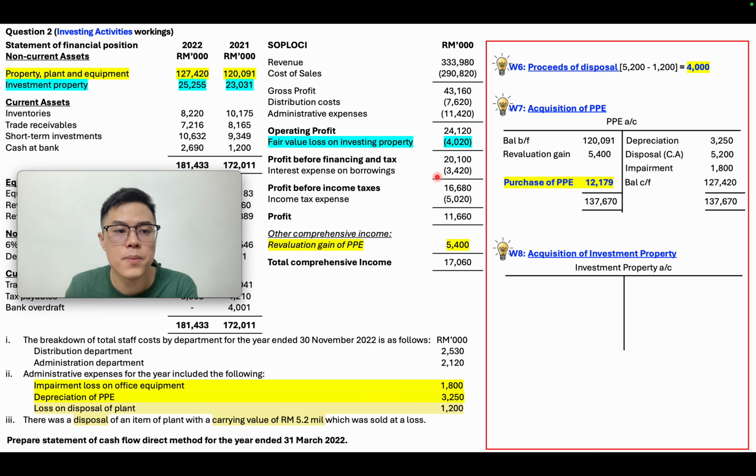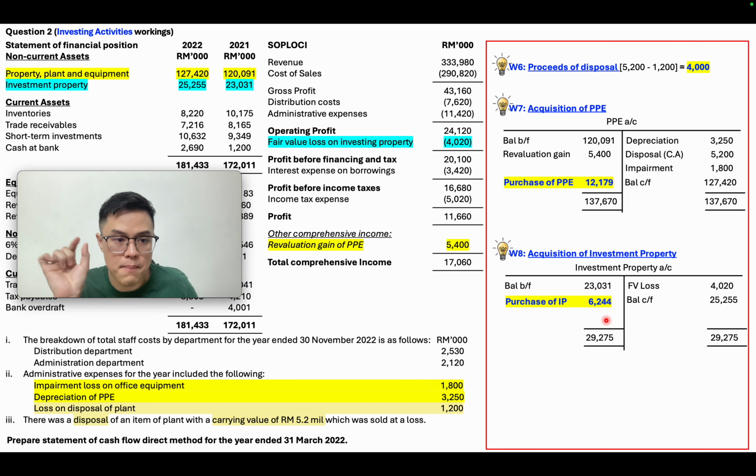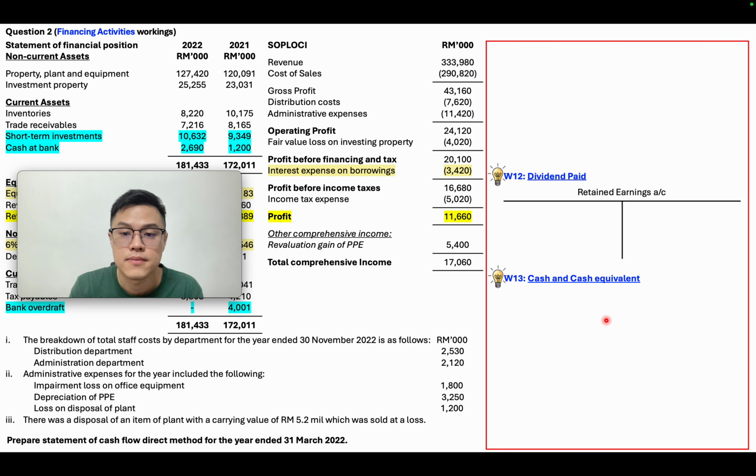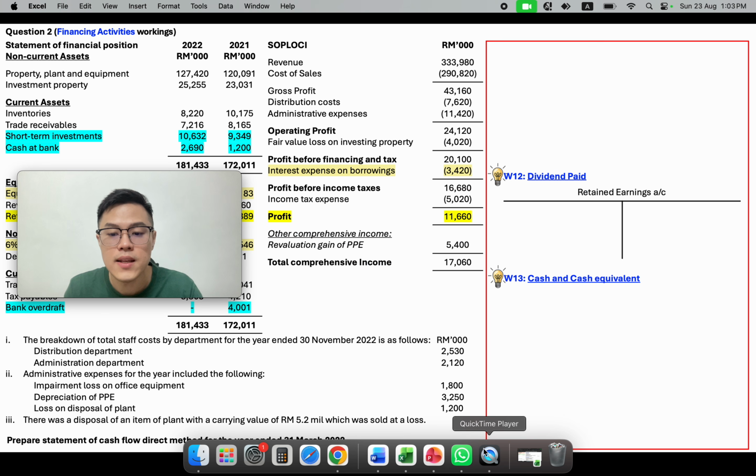And your investment property opening and closing, you got a fair value loss. So under IAS 40, they are using the fair value model. So the fair value loss will reduce on this side, plus it up, minus, you know that the net amount on the debit side is you buy investment property, you pay. So 6,244. And we were ending up with our financing activity.